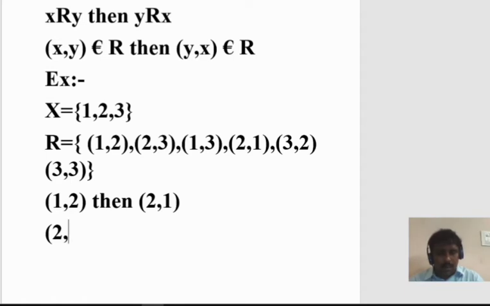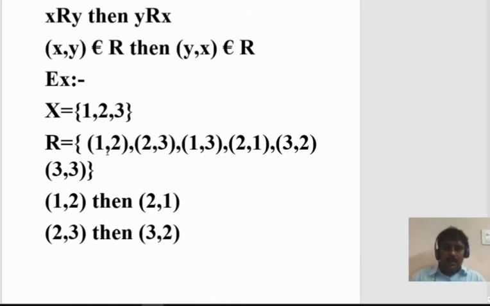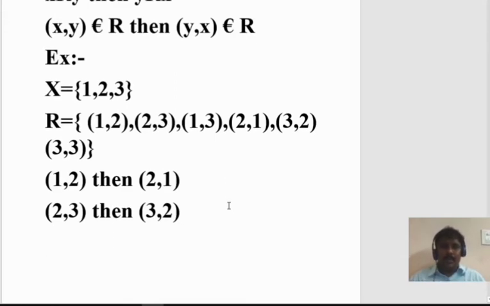Now I am taking another value, (2, 3). Then I must have (3, 2) present in R. Is (3, 2) present in R? (2, 3) is present in R, and (3, 2) is also present in R. Therefore it is symmetric. Next (1, 3): if I take (1, 3), then (3, 1) is not there.